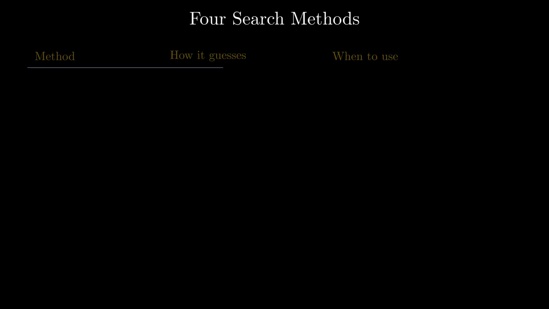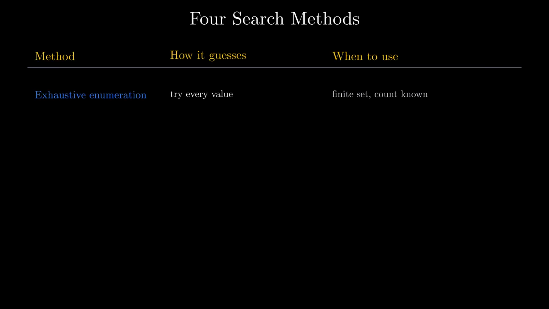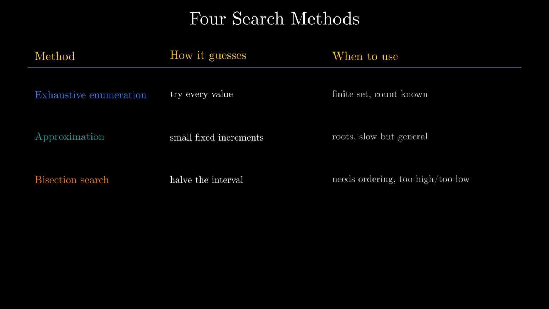Line up the 4 we've met. Exhaustive enumeration checks every value in a set. Because it's exhaustive, you know exactly how many steps it takes. Approximation works in small increments, good for square roots, cube roots, any approximation problem. Bisection search beats approximation, but only when the space has an ordering and you can tell whether a guess is too high or too low. Without those, you can't use it. And the Newton-Raphson is the fastest here, but the narrowest, square roots only.